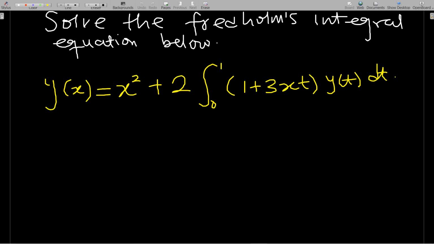Differential equations. Okay, so in this lesson we'll go through another method of solving Fredholm's integral equation. It is still under the exact method, but here the kernel is degenerate.